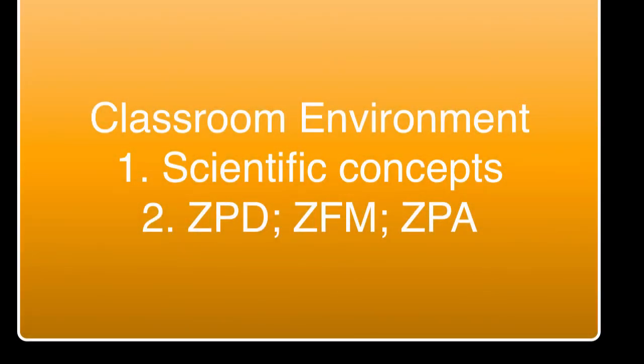So, let's summarize and review. In this lecture, you learned about the importance of the classroom environment as a factor in learning and development. You learned about scientific concepts that explain the environment. We reviewed the zone of proximal development and tried to elaborate the complexity of the zone by exploring two additional concepts, the zone of free movement and the zone of promoted action.